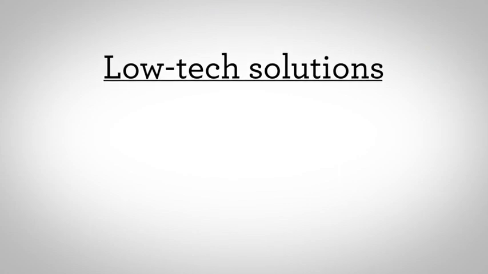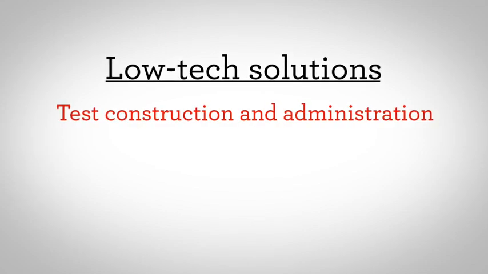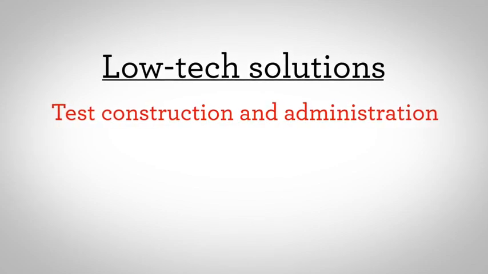Let's talk about more of the low-tech solutions. These are the things that you can do as an individual instructor in your classroom to better ensure academic integrity. So first off is test construction and administration. We'll spend some time talking about how you can write better tests and how you can administer them in such a way that can maybe reduce student cheating.